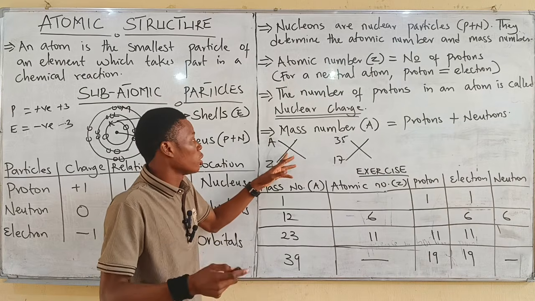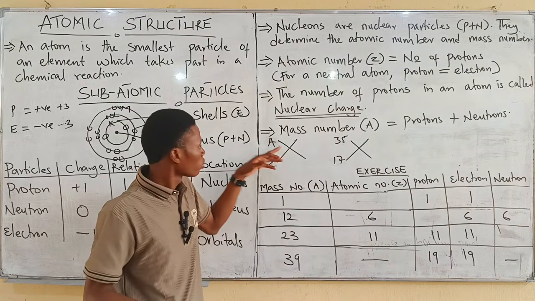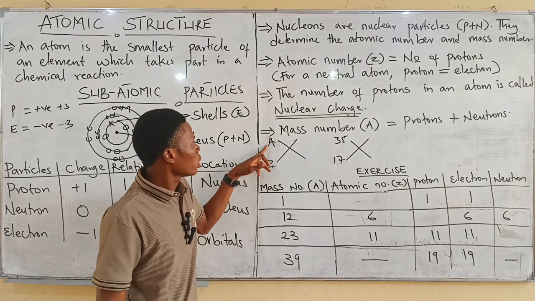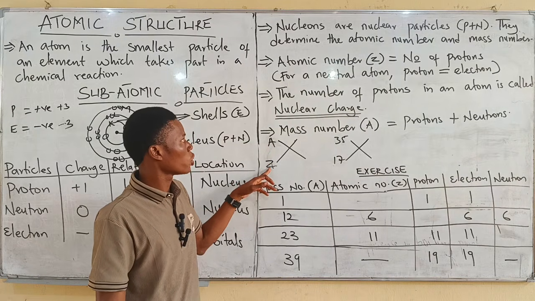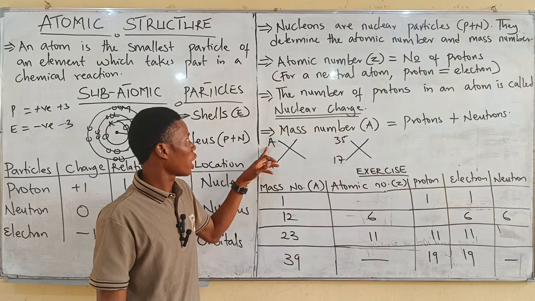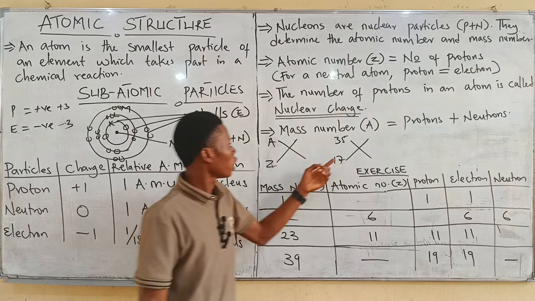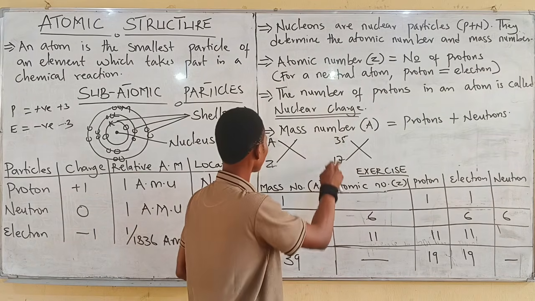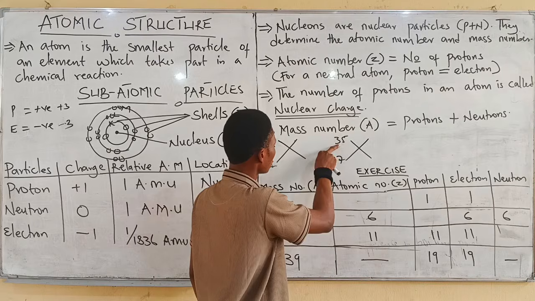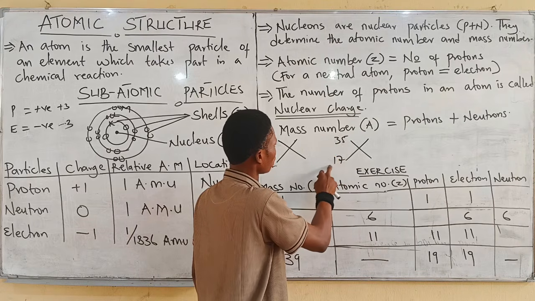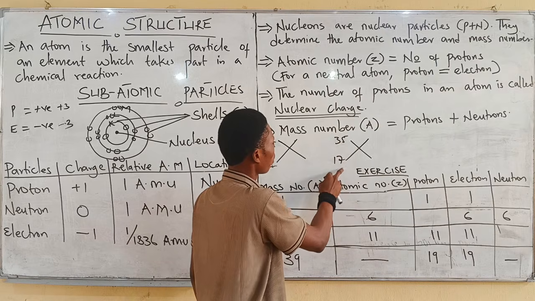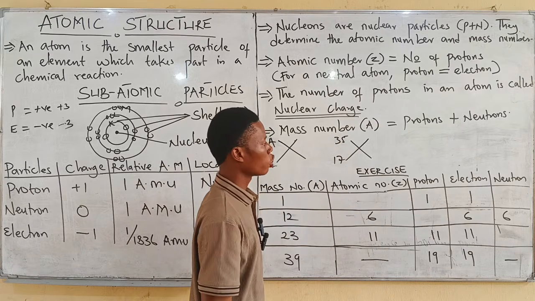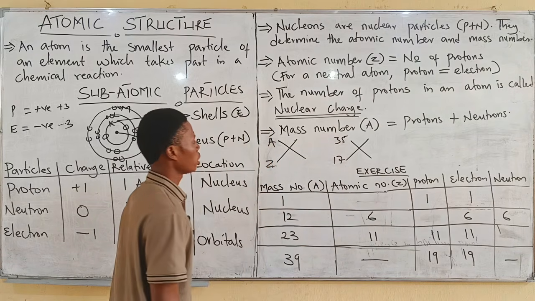So let's just assume this X stands for anything. A here represents the mass number and Z here represents the atomic number. Please don't be confused. Don't say A, atomic number, Z, mass number. Now, if you look at this 35 and this 17, this 35 here represents the what? Mass number, right? While 17 here represents the atomic number of that element.